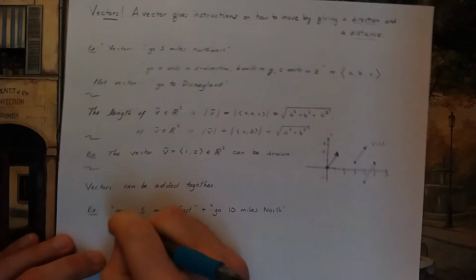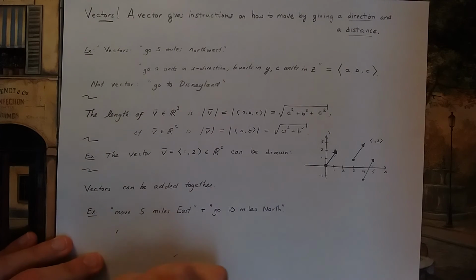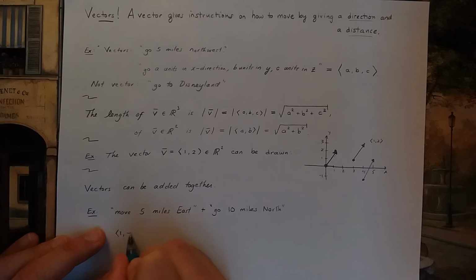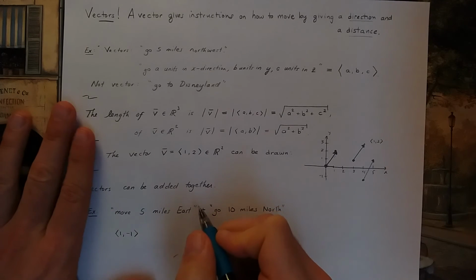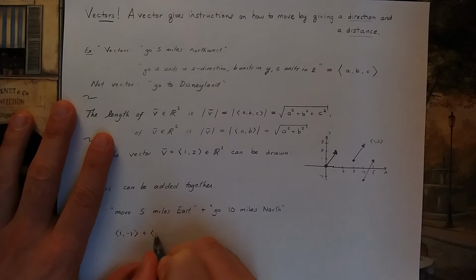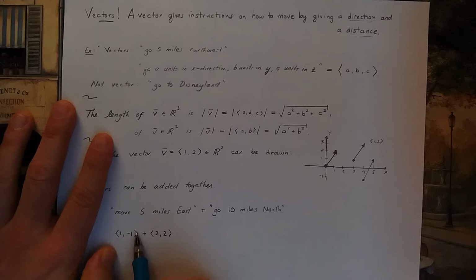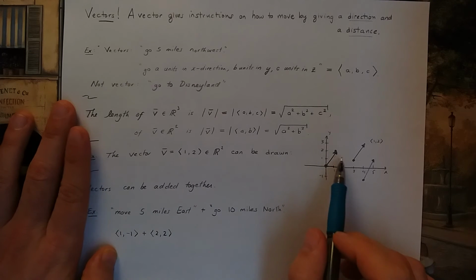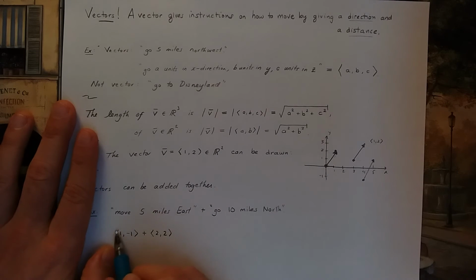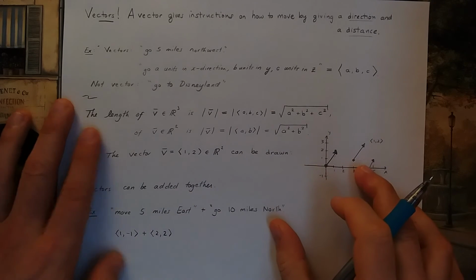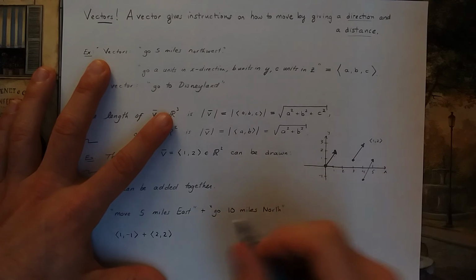So here's another example. The vectors 1, -1 plus 2, 2. This would say, start by moving in the plane R2 using this set of instructions, and then once you're done with that, follow this set of instructions. Here, let me draw a picture of this last one.